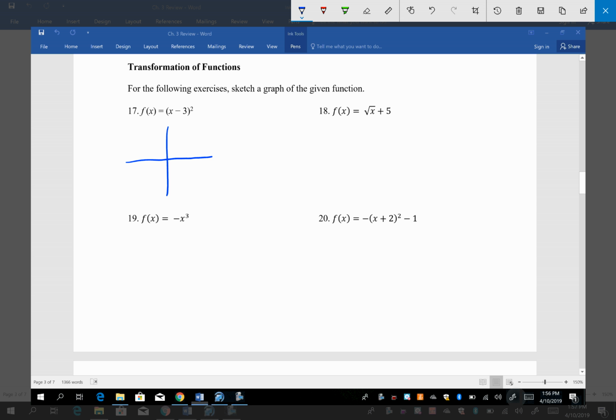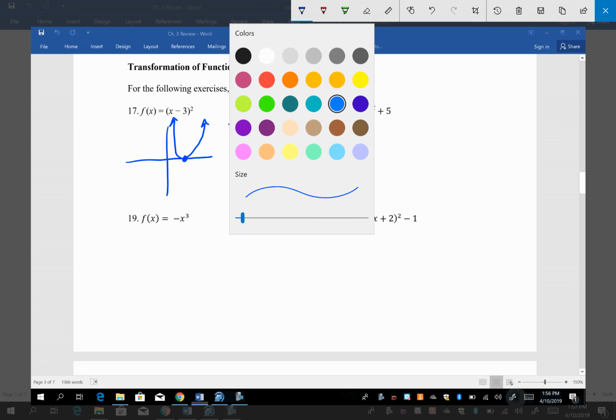Okay. What kind of function? Quadratic. So when I sketch this, it better look like a parabola. Now it doesn't say x squared, it says parentheses x minus 3 squared. You should notice that this is similar to that absolute value one. It's in the parentheses, minus 3, so it's 3 to the right. That's it.